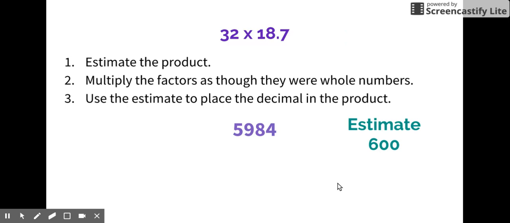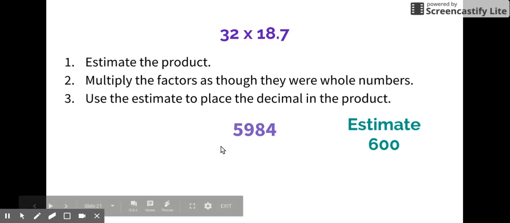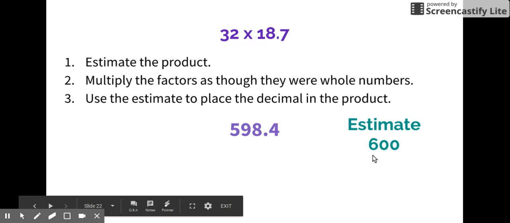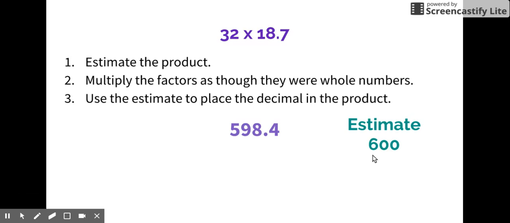So we're going to compare that. We're going to use our estimate. So use the estimate to place the decimal in the product. So we're going to look at 5,984. Where do we put the decimal back to make it so it's close to our estimate of 600? We're going to put it between the 8 and the 4. So our answer is 598 and 4 tenths.